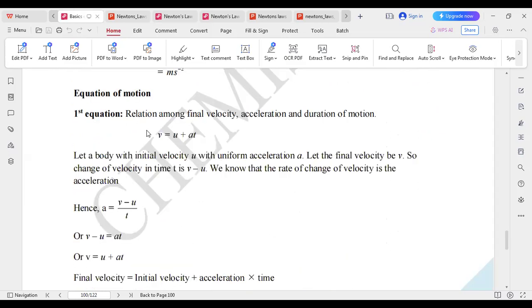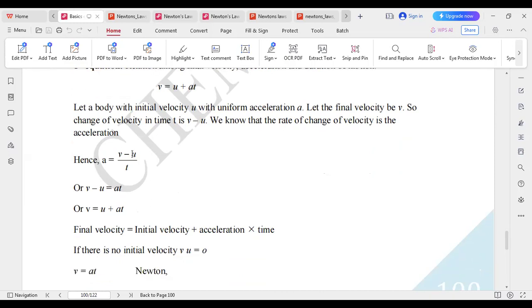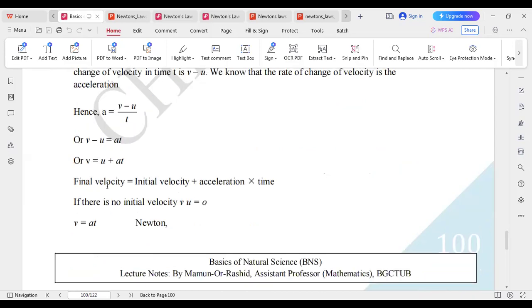Now, equations of motion. First equation, v equals u plus at. Here v is the final velocity, u is the initial velocity, a is the acceleration, and t is the time. So it is a relation among final velocity, acceleration, and duration of time. Let a body have initial velocity u and uniform acceleration a. Let the final velocity be v. So the change of velocity in time t is v minus u. We know that the rate of change of velocity is the acceleration. So a equals v minus u by t, and by cross multiplication, v minus u equals at. So v equals u plus at. If there is no initial velocity, then u equals 0. In that case, putting u equals 0 here, v equals at.